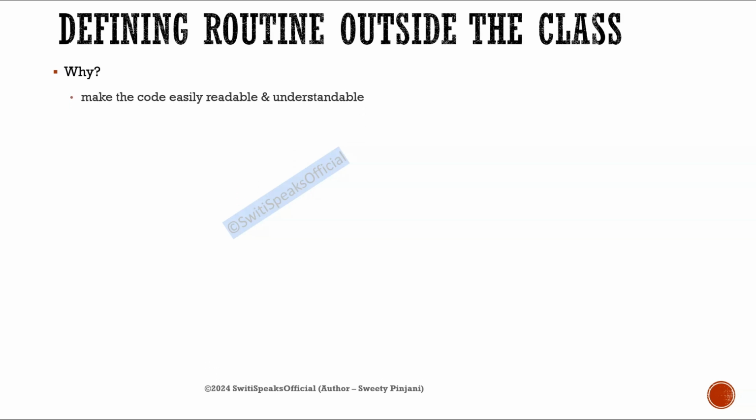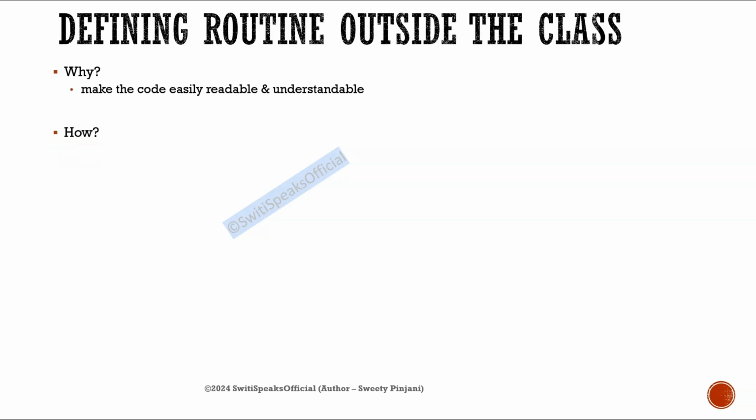Mainly we are doing this to make the code easily readable and understandable, because if your class needs to have a lot of routines, it will become very difficult to understand your class. So we just define that these are going to be the routines, but the definition, the body of these routines, will be outside the class to make your code easily understandable and readable.